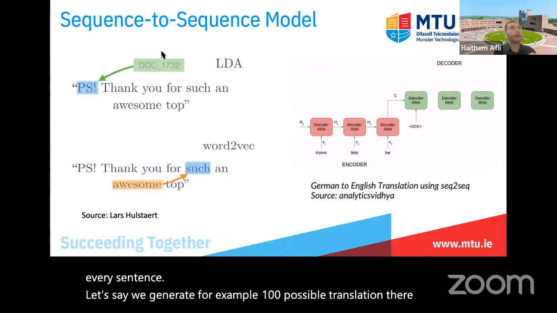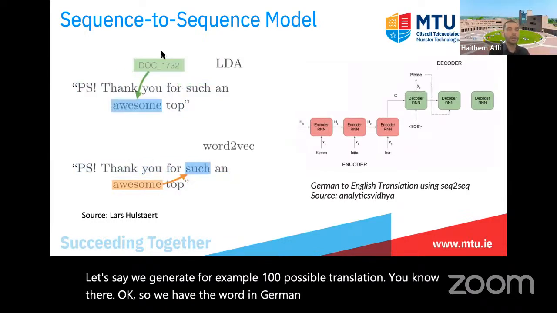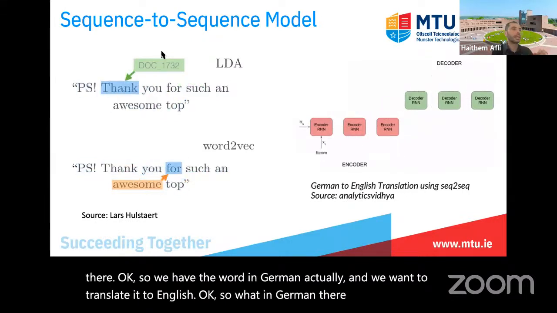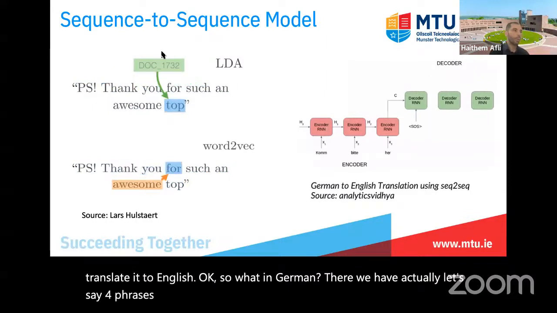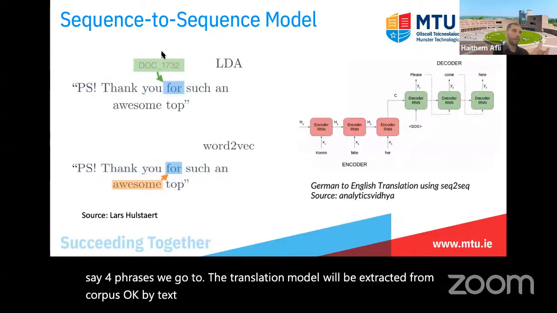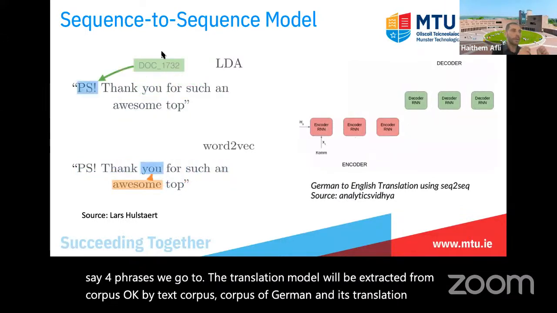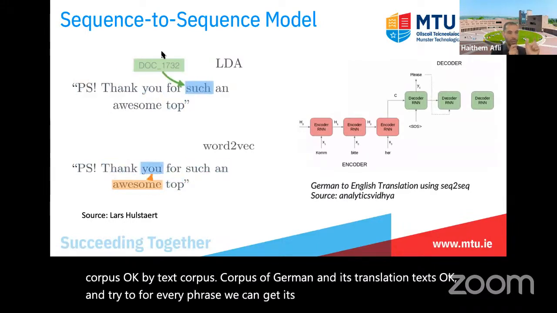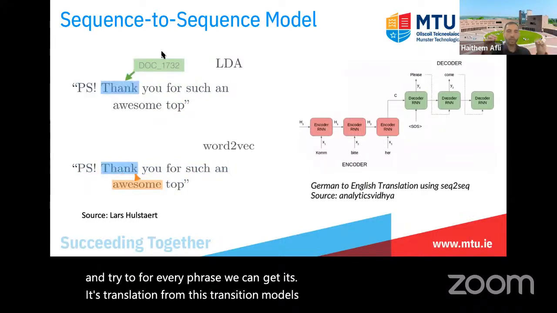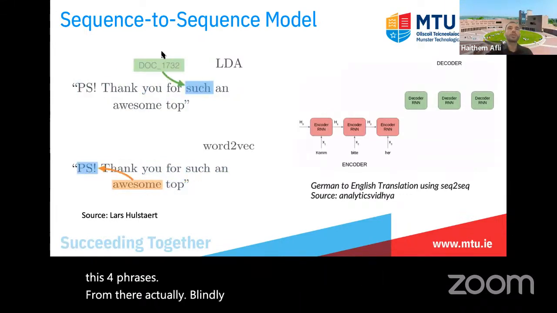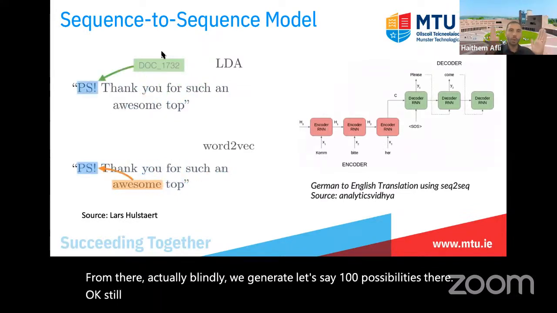So we have a sentence in German and we want to translate it to English. Let's say we have 4 phrases. We go to the translation model, which is extracted from a text corpus of German and its translation texts, and for every phrase we get its translation from this model. We get the translations of these 4 phrases, and from there we blindly generate, let's say, 100 possibilities. Still, we have 100 candidates.